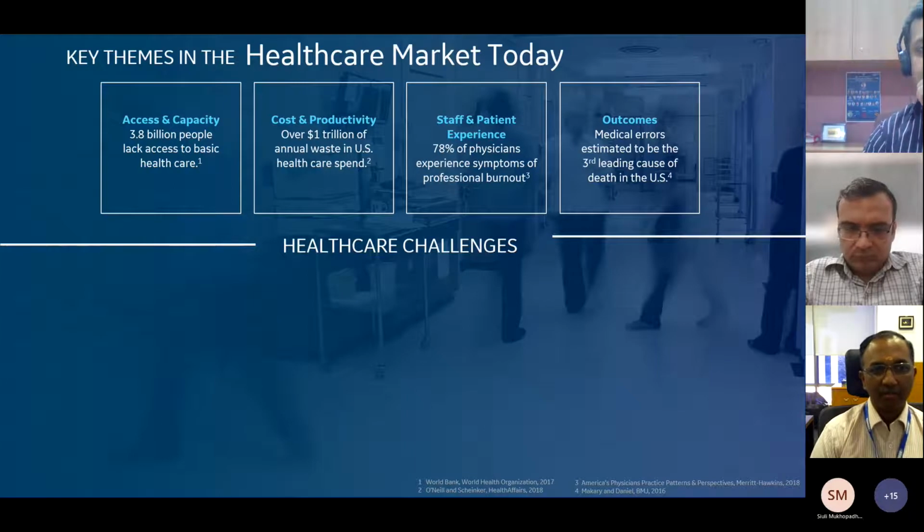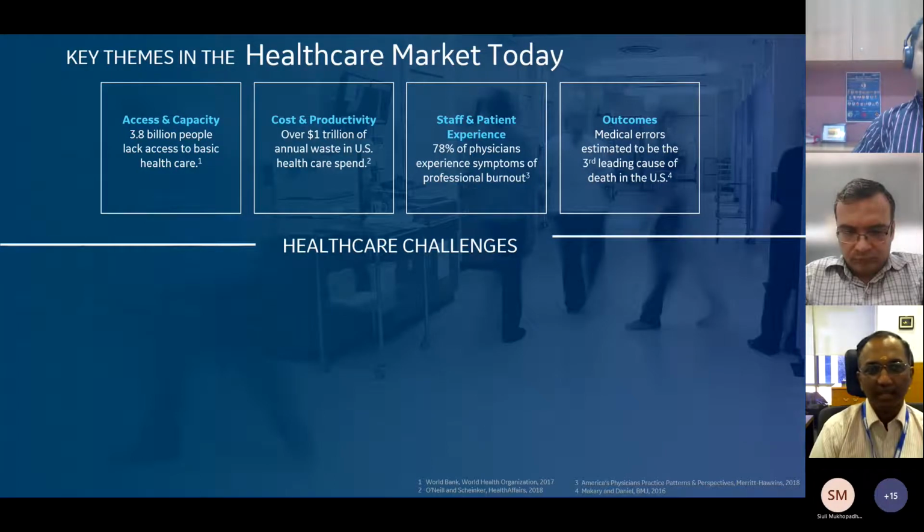Second is waste, right? There's a lot of productivity waste in the healthcare system today. It is said that 20% of healthcare expenses in OECD countries are all waste, right? It is just waste because you do a lot of over-treatment, misdiagnosis, and so on and so forth, right?